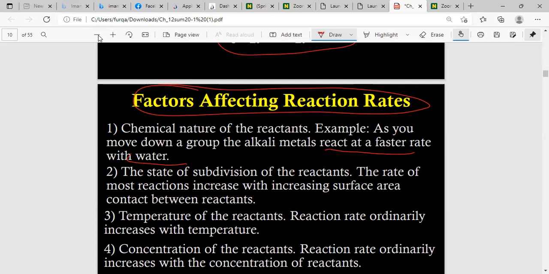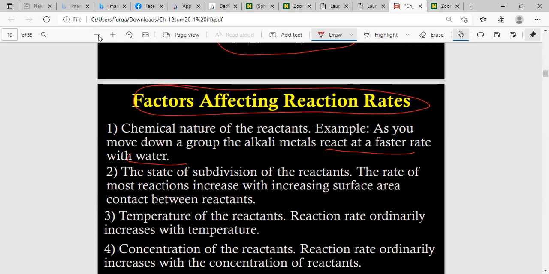So the state of subdivision of the reactant, what does that mean? For the state of subdivision of the reactant, the rate of most reactions increases with surface area. How are they breaking up? If there is more surface area, because the larger the surface area, more collisions are possible. Collision means the reactants must collide with each other for the reaction to happen.